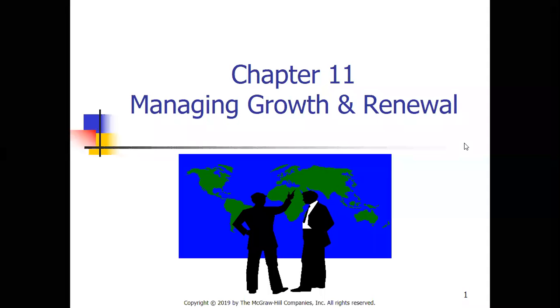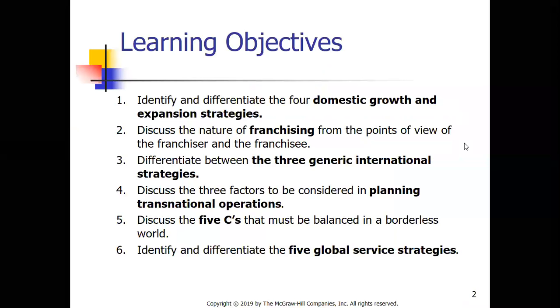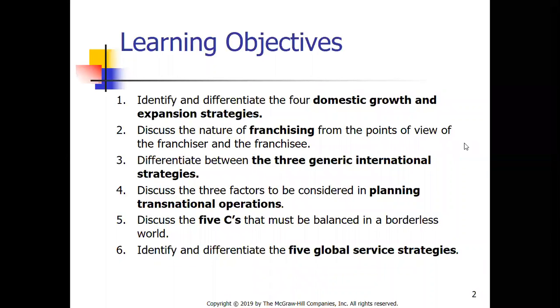Okay, for this chapter, we are going to learn a few things. The first one: we will look into domestic growth and expansion strategy, which type of strategy is most suitable to your organization or to your firm. And then discussing the nature of franchising, which is another opportunity that can be explored by the servicing organization.